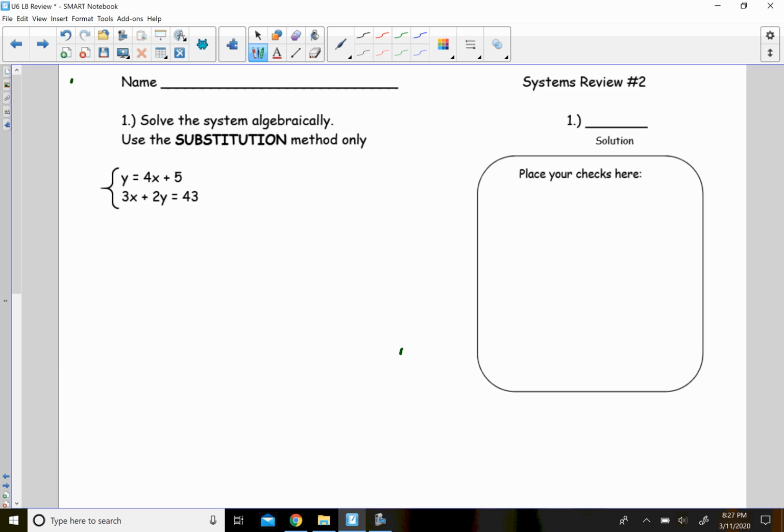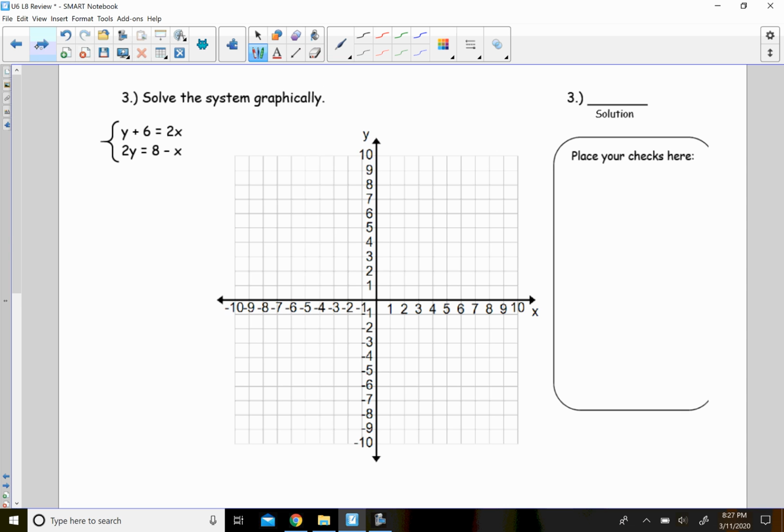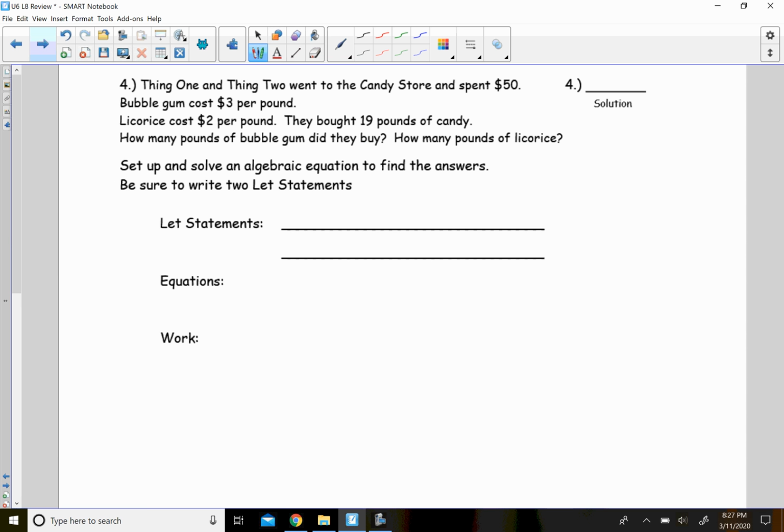All right, 8th graders, we're going to go through the systems review number 2 that you had for homework. I'm actually going to start at the end with the last question, the word problem, and then work our way backwards to the first question.